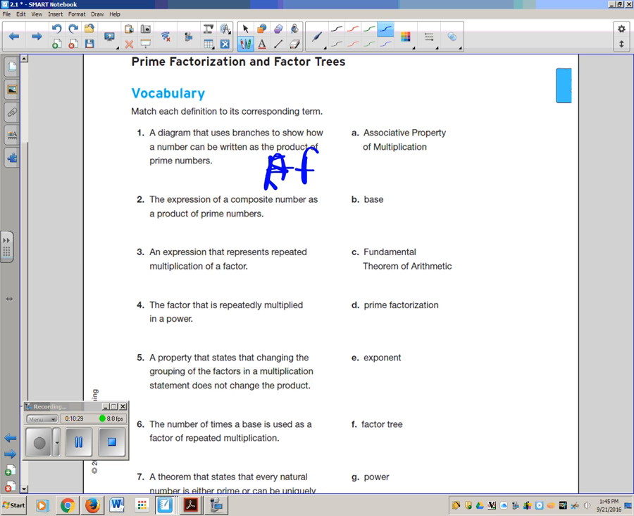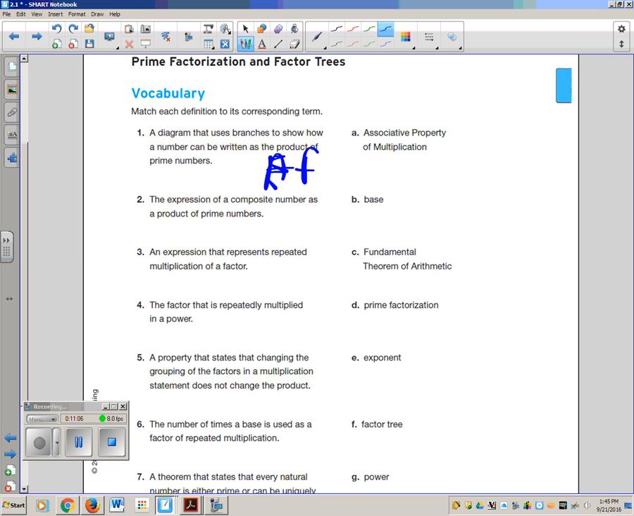Number 5. A property that states changing the grouping of the factors. I just gave you the answer, Alexis. Alexis, what's the answer? What is it? Which one? What's the name of the property? Look at the top. It's the associative property.